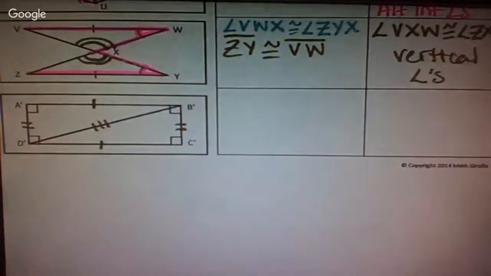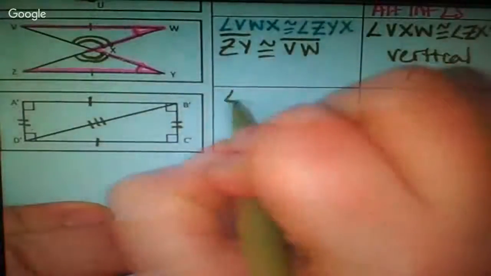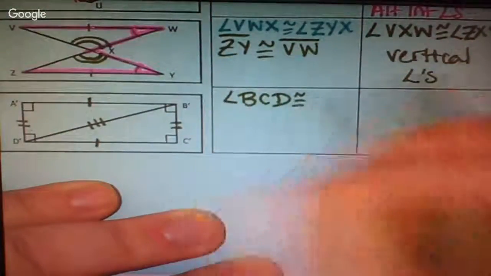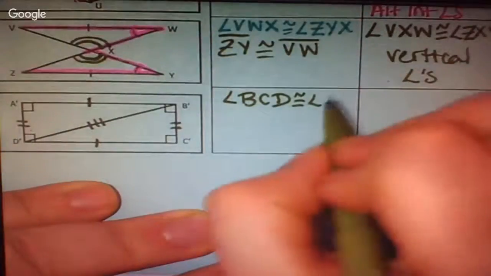Okay, so we know that angle BCD is congruent to angle DAB.